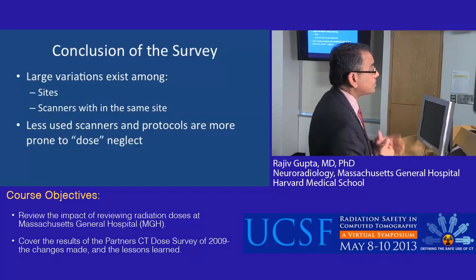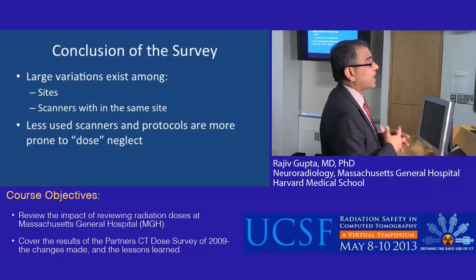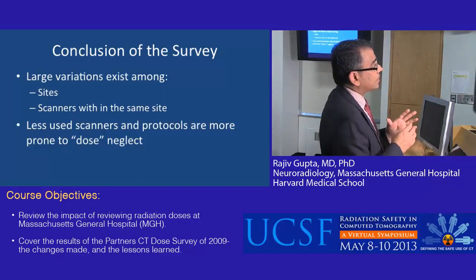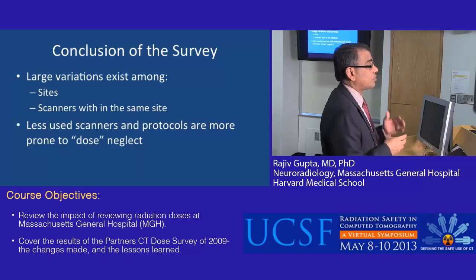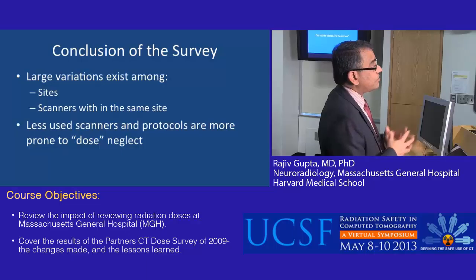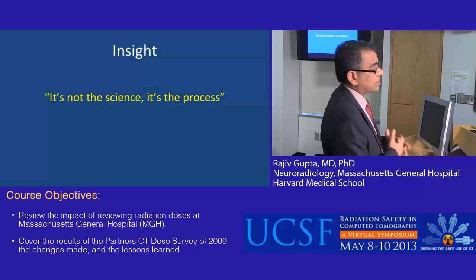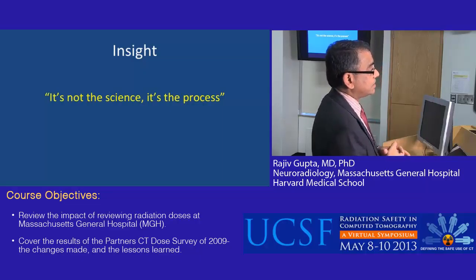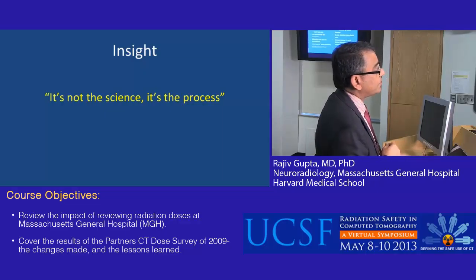The conclusion of the survey was that there are large variations among the sites and across scanners, and less used scanners had what we would call dose neglect. There were some protocols on them which were less often used, however, were not properly set up. And the insight really was that it is not about the science of scanning, but really about the process of scanning. So if we paid attention to how we are regulating our protocols, maybe we can bring the overall dose down and the average dose level to a much more acceptable level.